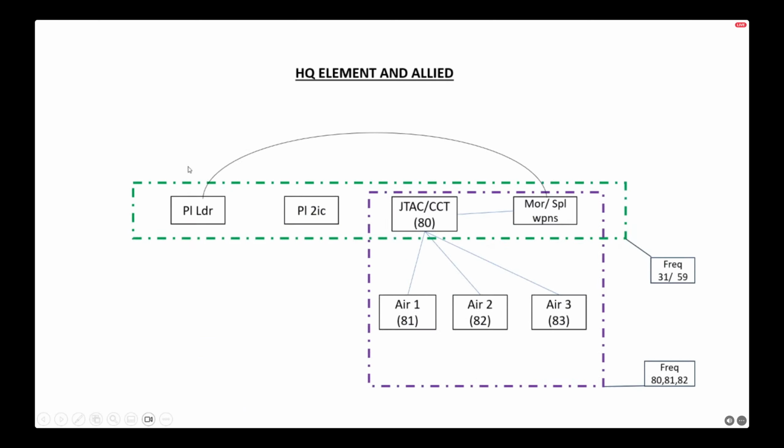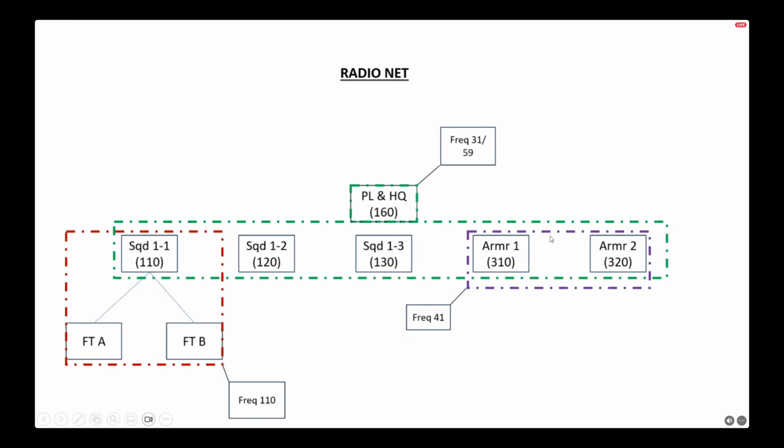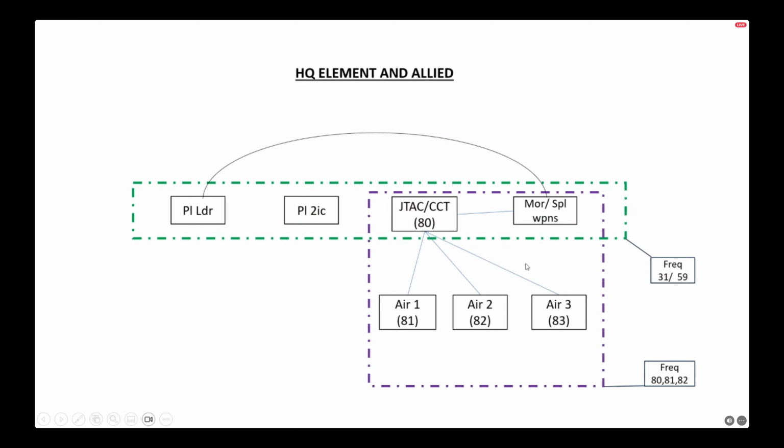So when I say platoon headquarter, remember I said there are attachments with the platoon, and then there are attachments with the platoon headquarter. So a small mistake or blunder here: mortars and special weapons are an attachment with the platoon, so this thing should have been here. But to showcase the same thing, the green still indicates the platoon net, the green box.